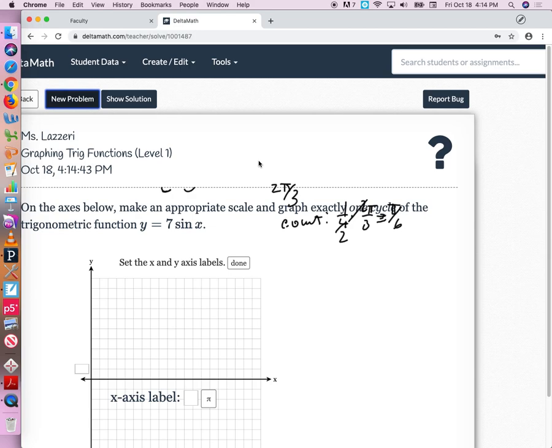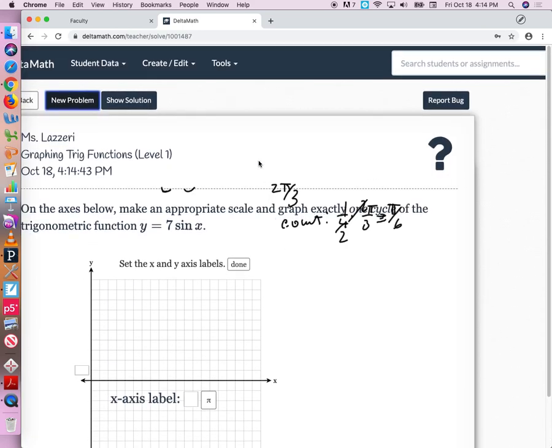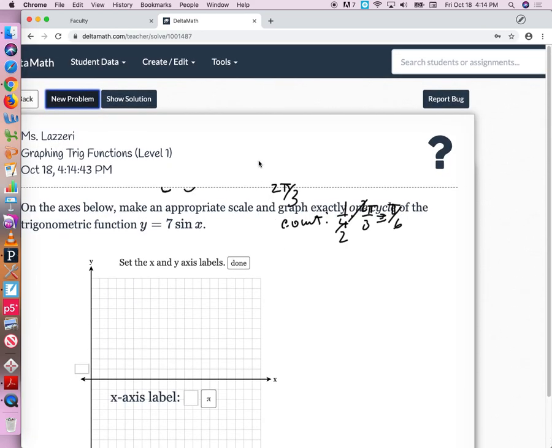And just kind of ignore this writing over here. All right, so we're doing 7 sine x. So the amplitude is 7. The period is 2 pi over 1, or 2 pi. That's the period. You want to take that chunk of time and divide it into 4 equal parts. So I'm going to count by pi over 2's. So I'm going to label my x-axis by pi over 2. And my y-axis, I'm usually going to count by 1's, but you could count by something different.